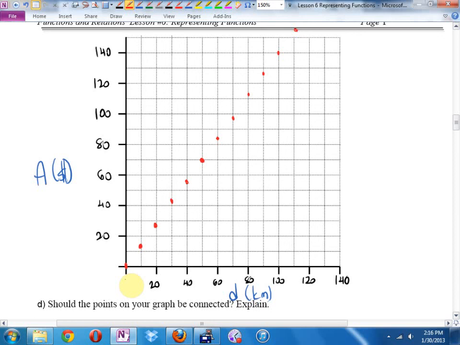I've done fundraisers. What if she cycles 8.7 kilometers? I'm sorry, she's getting money for 8 kilometers. That's how fundraisers work. So I think this should not be connected. I think there should be more points. I think there should be 1 dot for every kilometer, but I think it is discrete, I would argue.